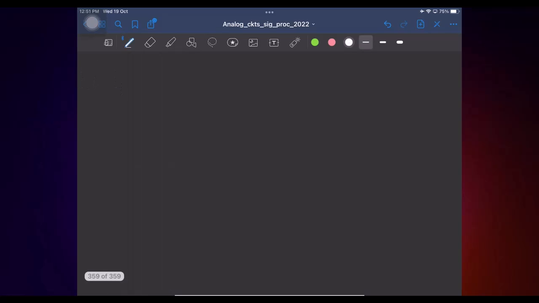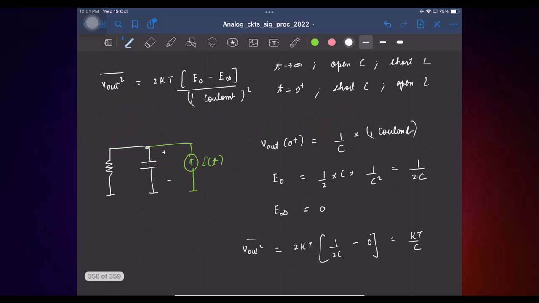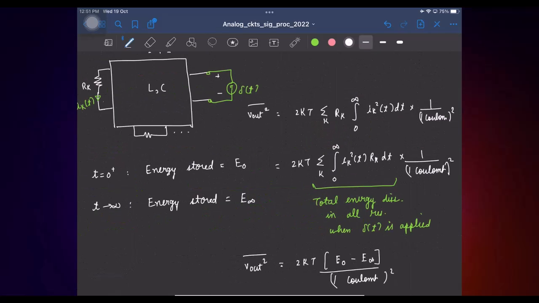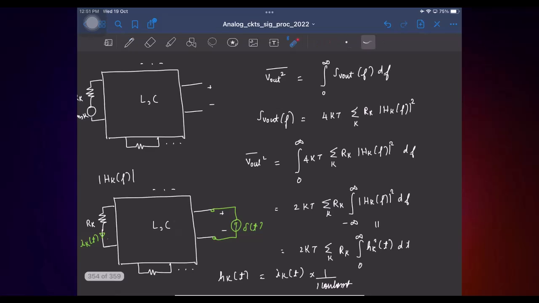So what we have found is a result we have derived for RLC networks. Where do you think it fails for the case with controlled sources? Let's start here. This is fine: V out square, the mean square noise, is the integral of the power spectral density. This is basic. This is also fine. And here I just modified this.